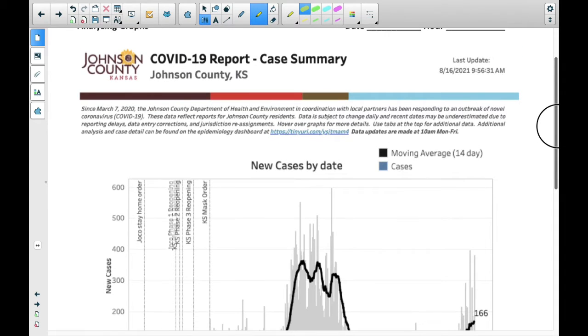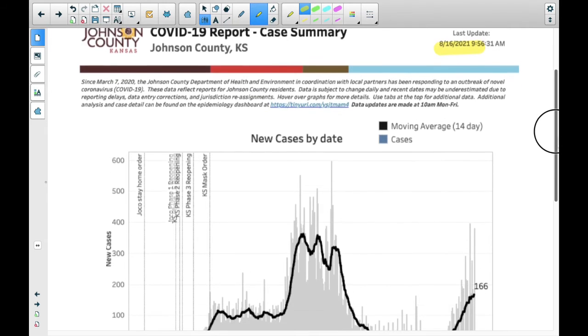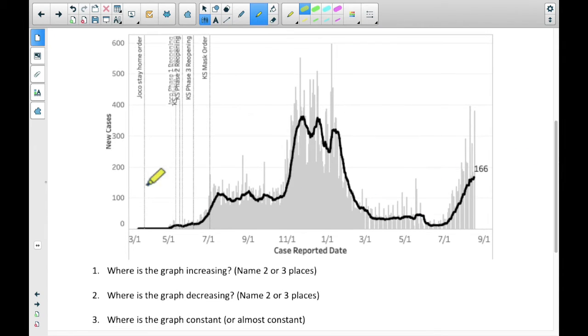So this is data that came from Johnson County, from August 16th, 2021, and we are looking at a pandemic, and so this is the moving average. That black line is the moving average. They put the vertical lines in to record how many cases there are, but then they average it to make it a little bit more smooth, because if you just looked at all of these vertical lines, it would look a little confusing. So they average it. Okay, if I look at this data, notice that the y-axis is how many new cases we have. The x-axis is the date.